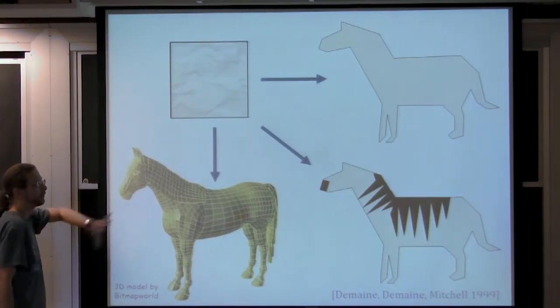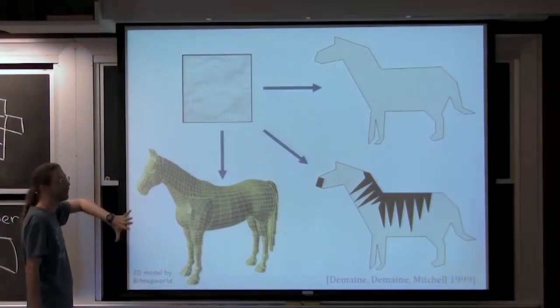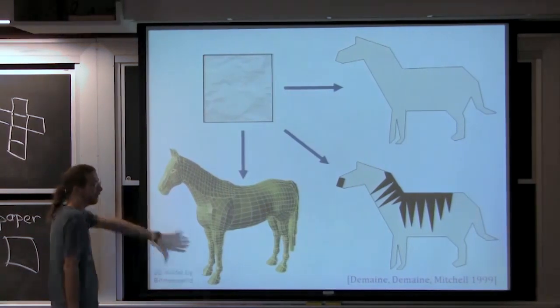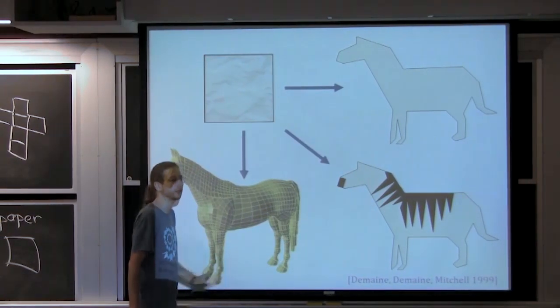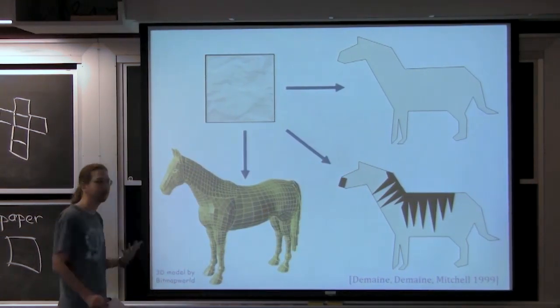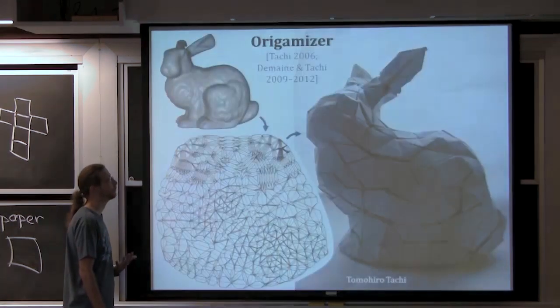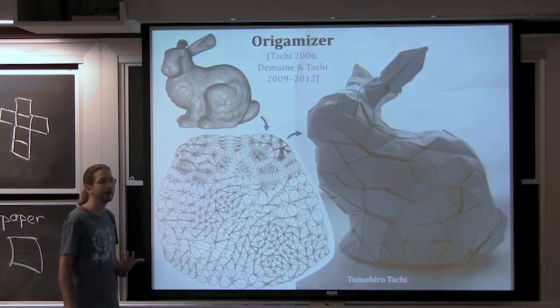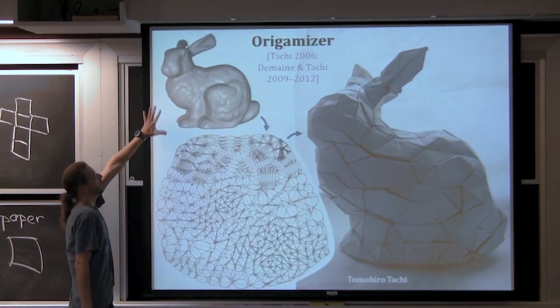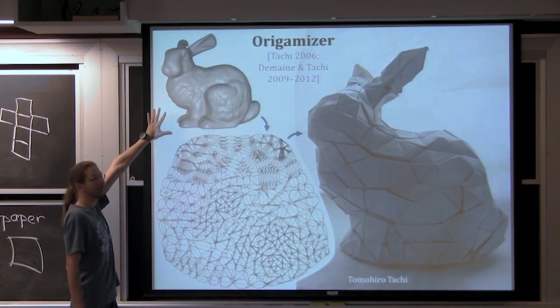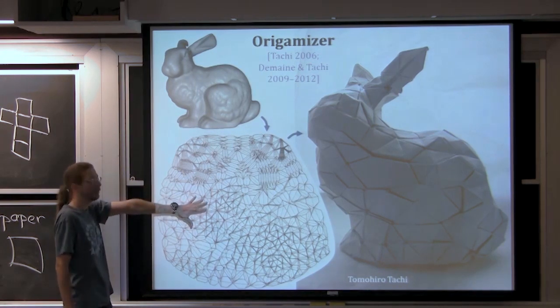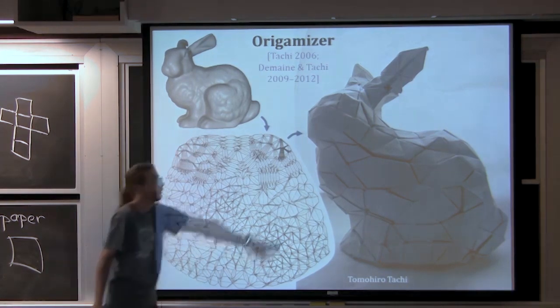But we don't have a practical way to do this. There is an algorithm here, but it doesn't give you a good way to fold anything. And so the quest continues for a good way to fold everything. And one such approach is called Origamizer. You give it an arbitrary 3D surface. It designs a crease pattern. This you fold from a square piece of paper.